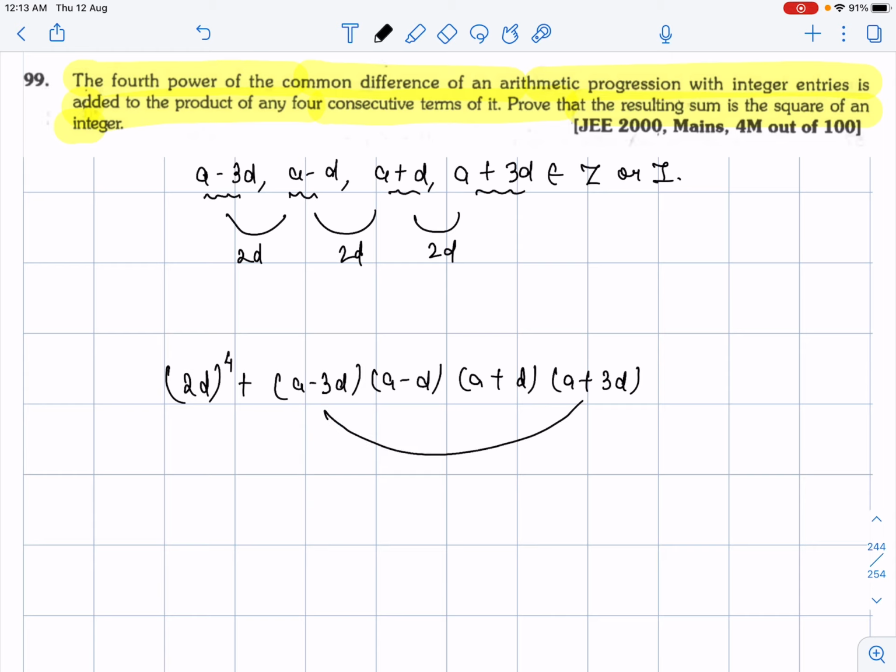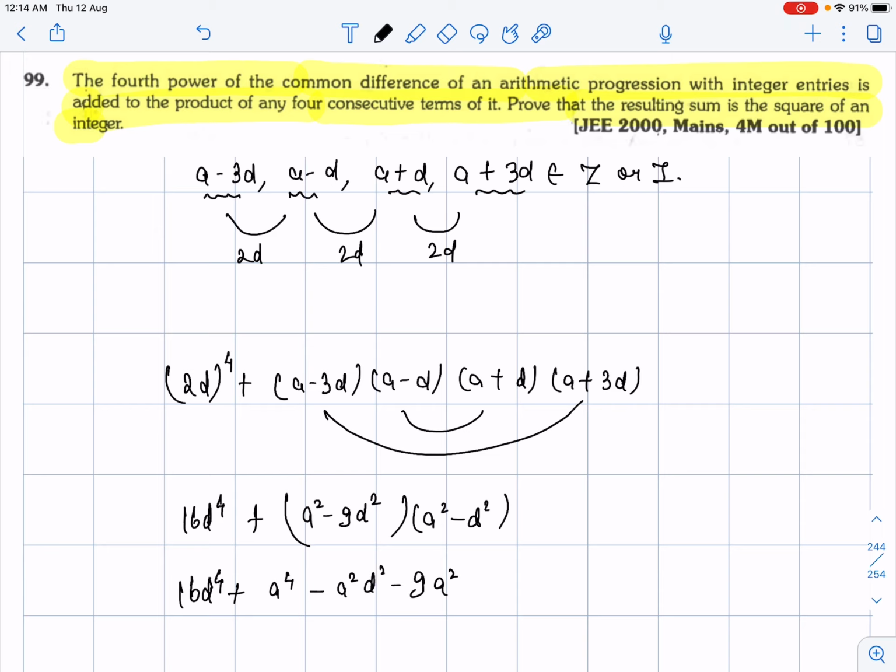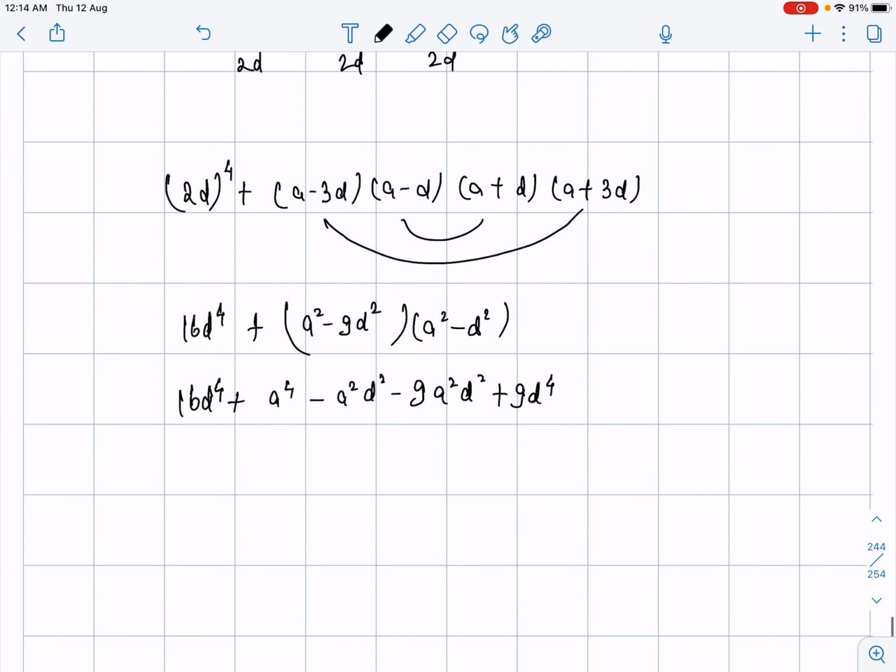So this will be generating (a square minus 9d square) times (a square minus d square), and that will be generating 16d to the power 4. So 16d to the power 4 plus a to the power 4 minus a square d square minus 9a square d square plus 9d to the power 4. Proceeding further, we are going to write a to the power 4 minus 10a square d square plus 25d to the power 4.